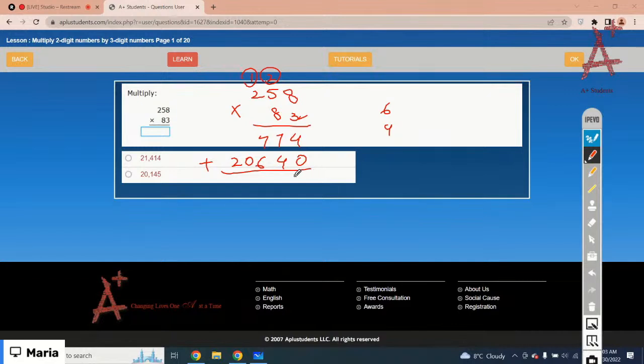4 plus 0 is 4. 7 plus 4 is 11. 1 and 1 carry. 7 and 1, 8 and 8 and 6, 14. 4 and 1 carry. 1 plus 0 is 1 and here you have 2. Got it? That means the correct option is 21,444. Very good. That would be the correct option. So option number 1 is the correct option. Just select the correct option and click on the OK button.